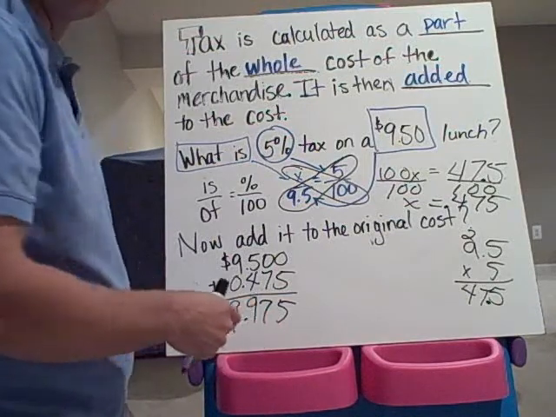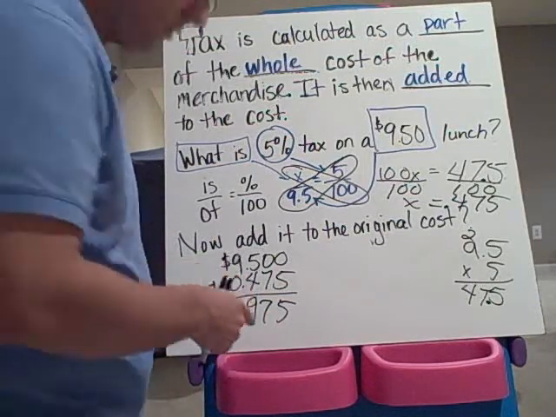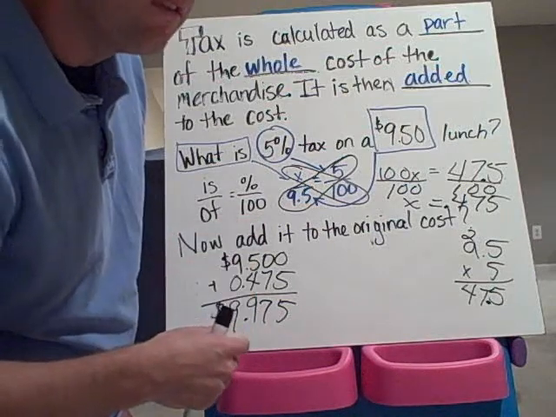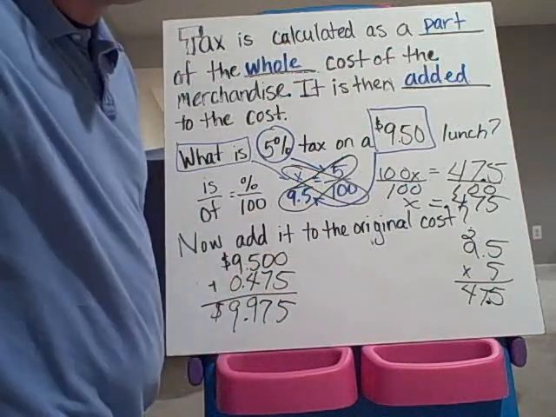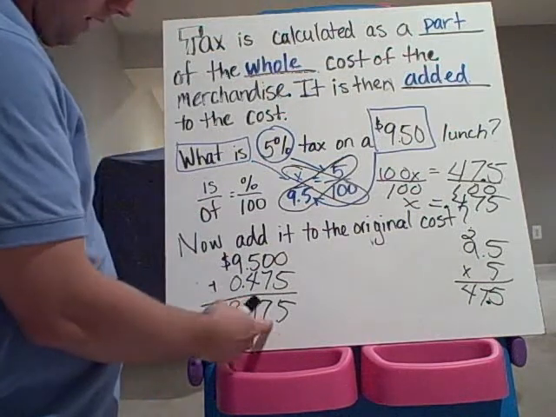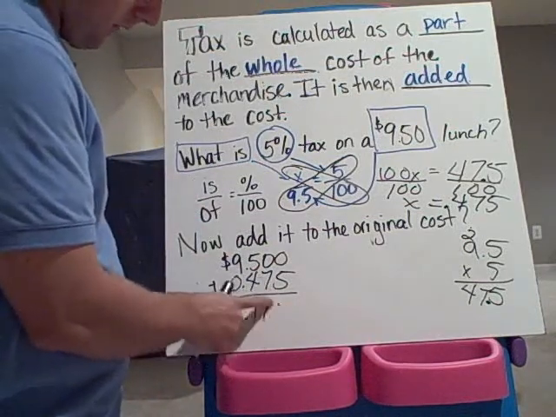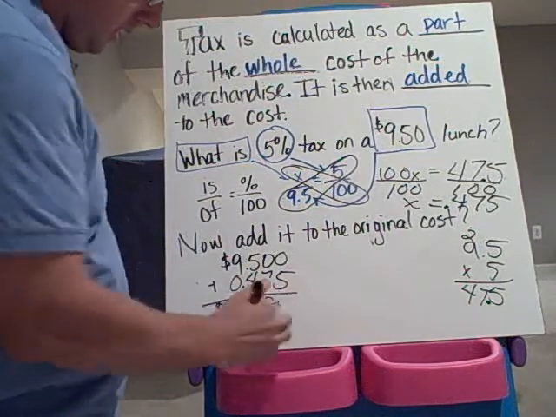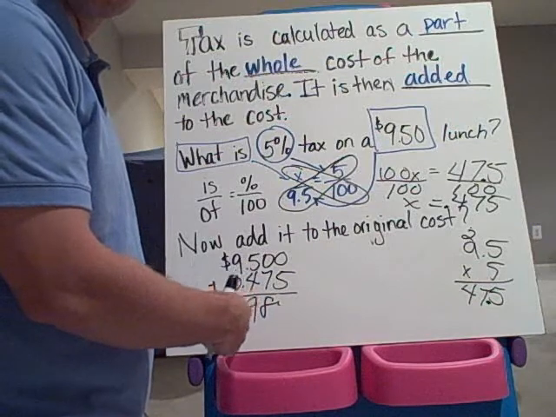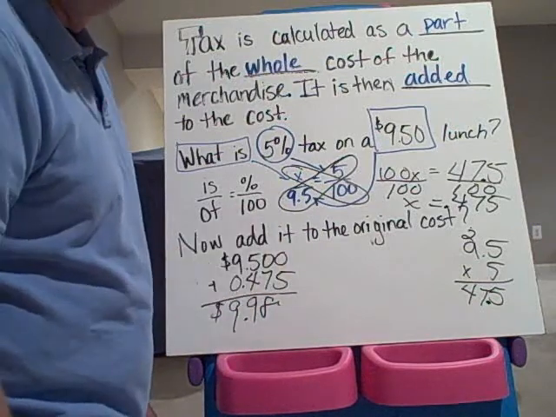975 thousandths. Do we have 3 decimal places when we're talking about money? Well, no. How many decimal places do we do then? That's right, 2. So we have to round. All right, so we're going to round the 7 to an 8. So his lunch is going to cost him $9.98 with tax.